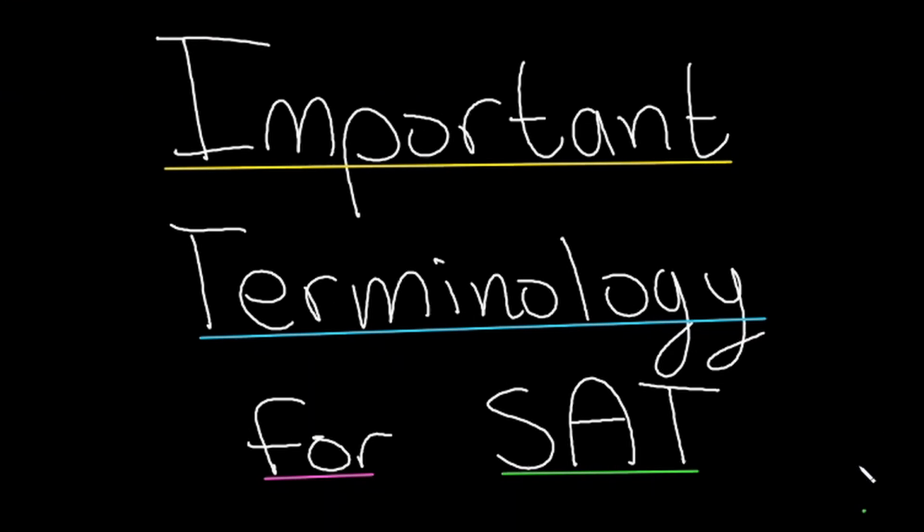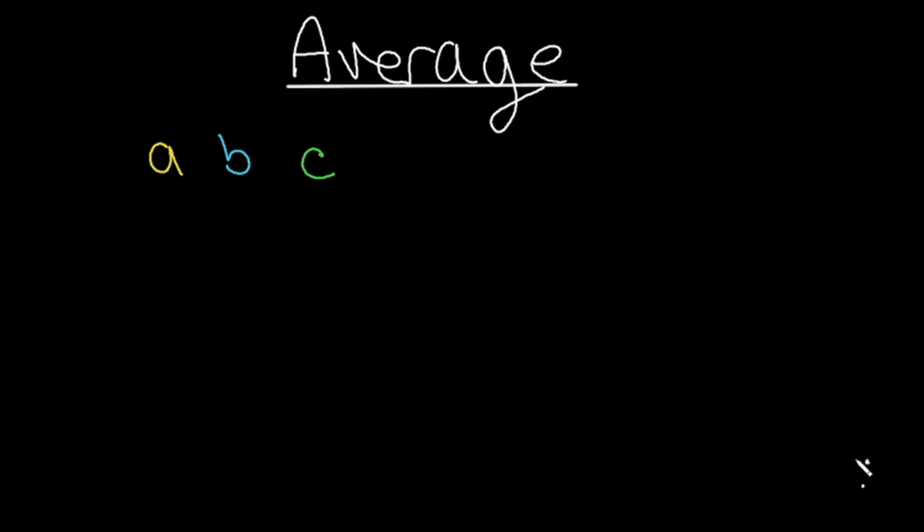Important terminology for the SAT. To take the average of a set of numbers, you first take their sum by adding them together, and then divide them by how many there are. Here there is 3, so we divide by 3. If you have 4, we divide by 4, and so on.